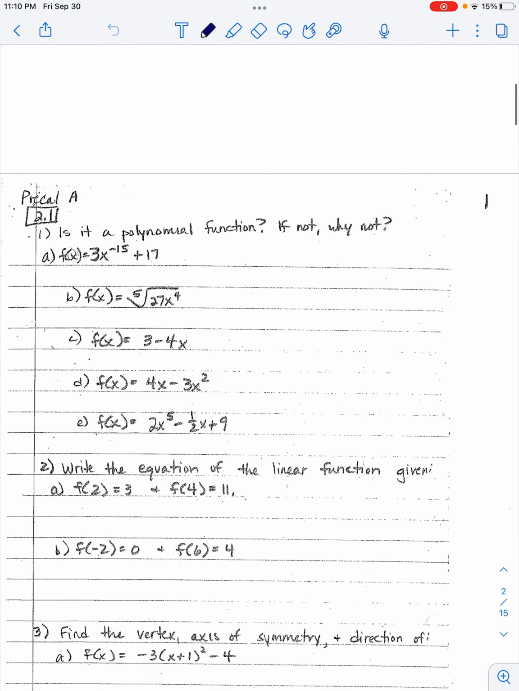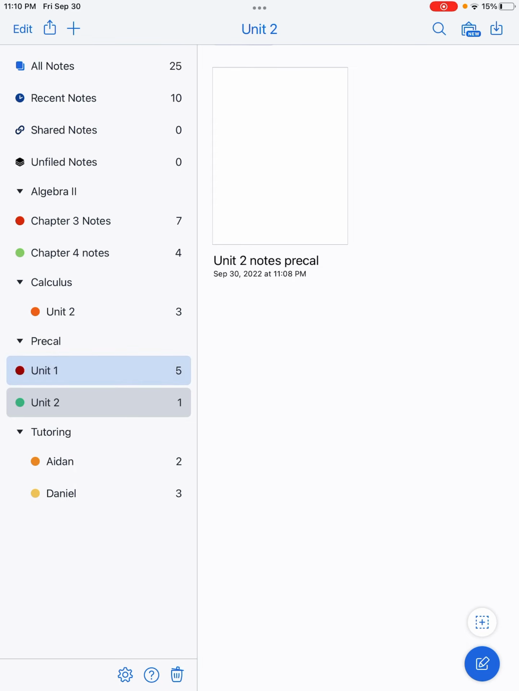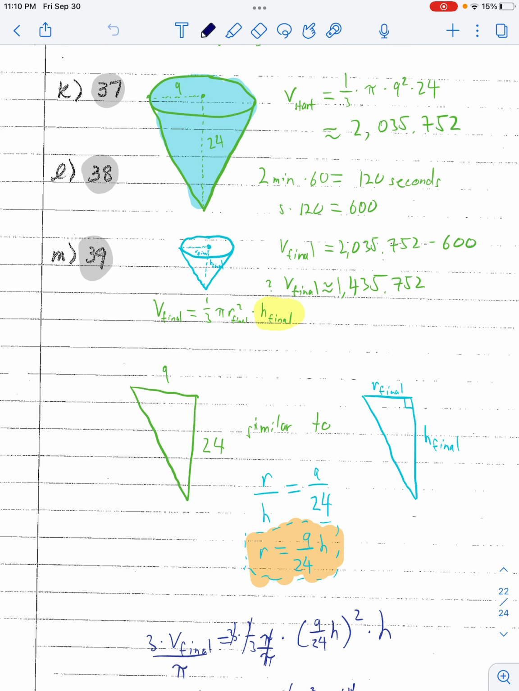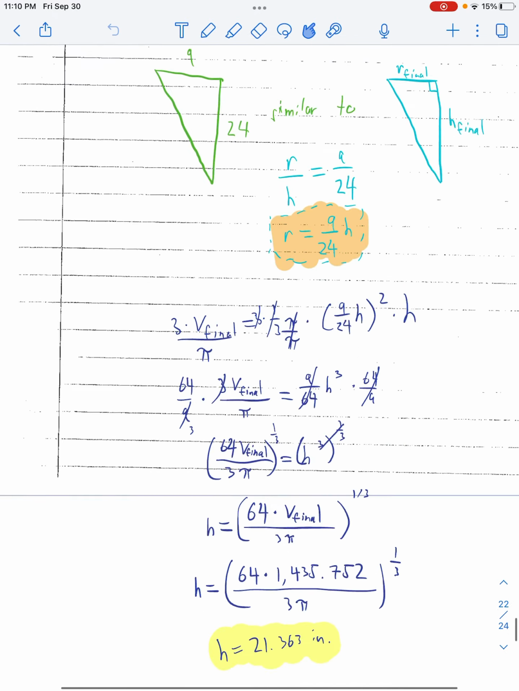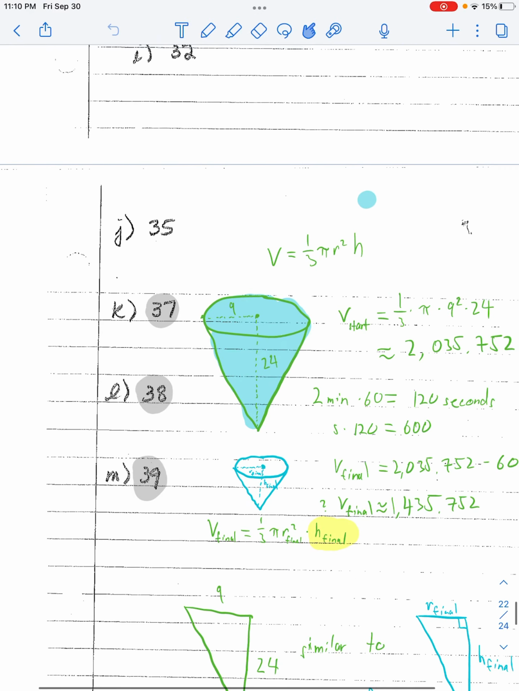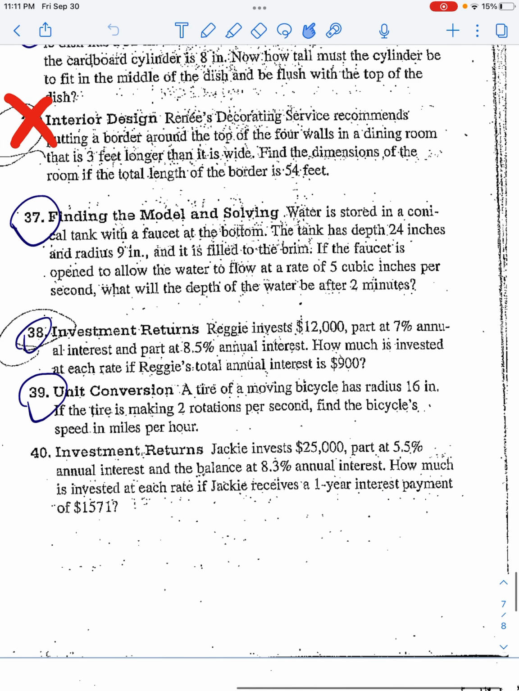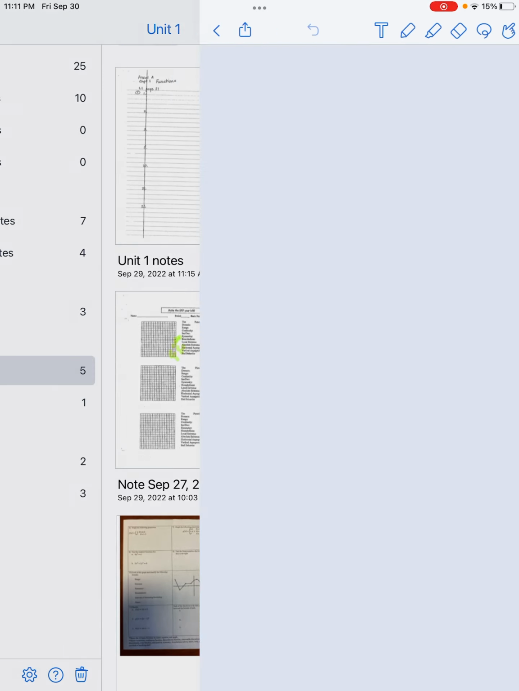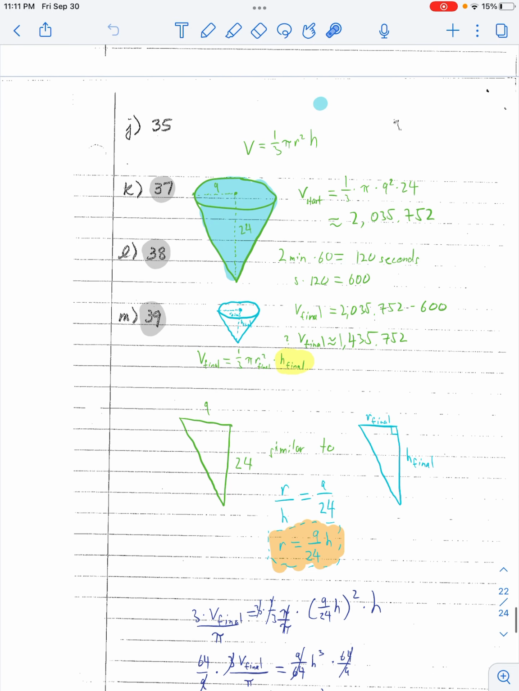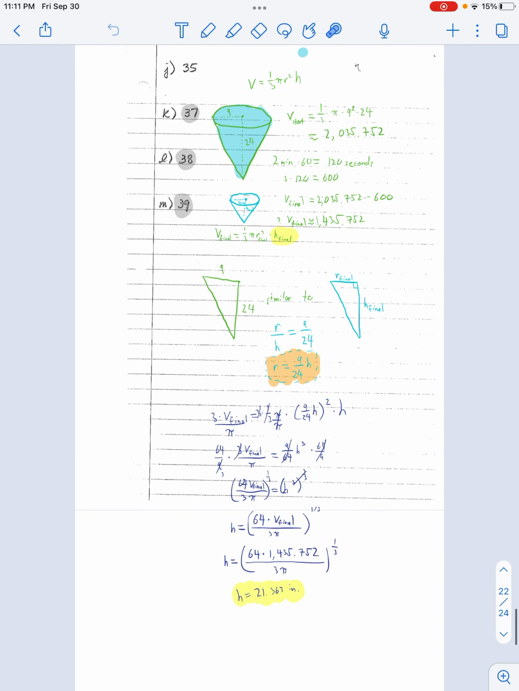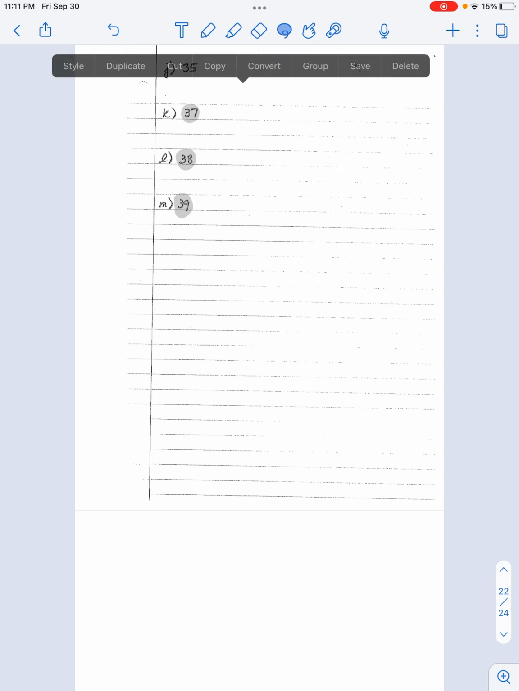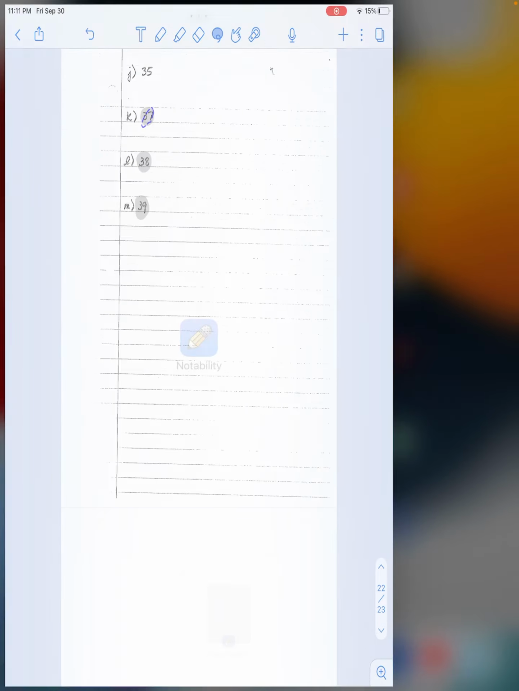These are the Chapter 2 notes I've got pulled up, but let's finish those last couple problems from Unit 1 real quick. I think the last one we did was number 37, with the cone with water in it. Yep, that's what we just did. So let me go ahead and erase all of this, get rid of all this. We can move on.